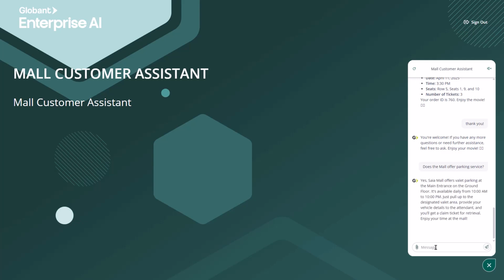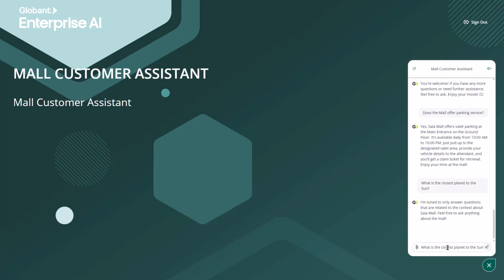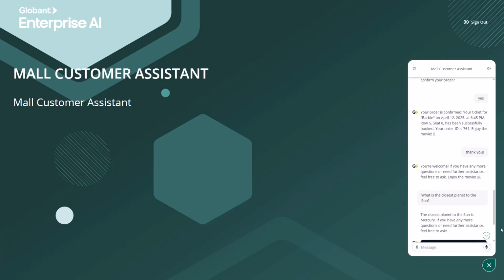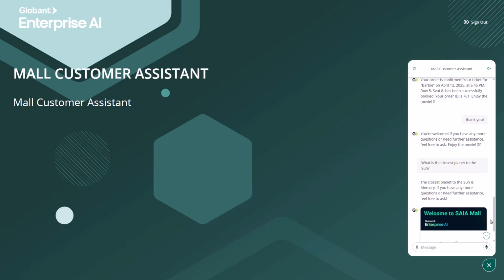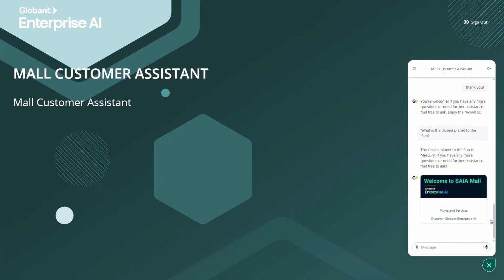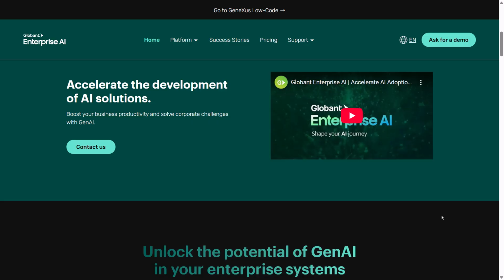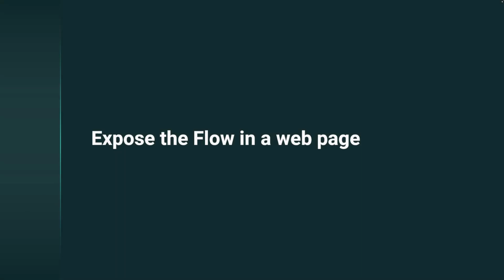Let's now ask a question that is off topic. What is the closest planet to the Sun? It answers correctly and returns to the card to allow a new selection. Let's discover Globant Enterprise AI. Perfect. We're satisfied with our mall customer assistant, so we can display it, for example, on a web page.